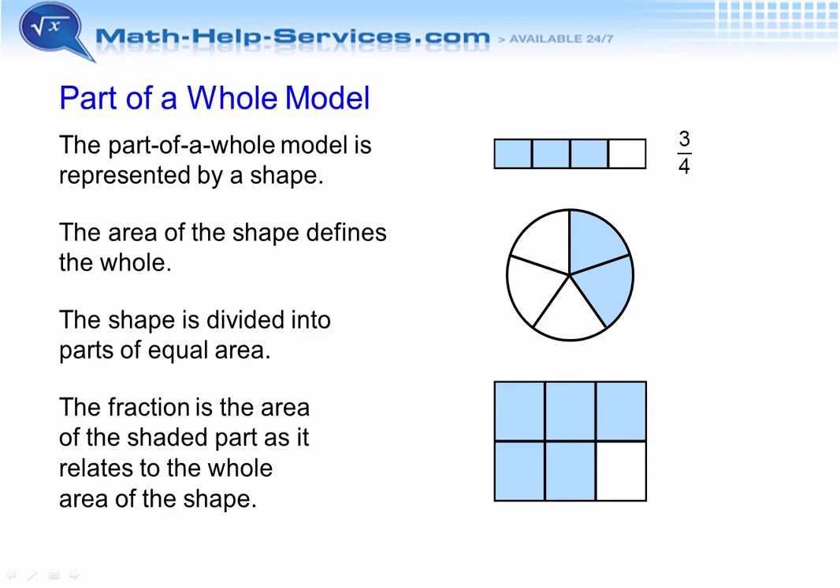So in the top, we have 3/4. In the middle, we have 2/5. And on the bottom, we have 5/6. Notice in the top, it's divided into 4 equal parts, and 3 of them are shaded. In the middle, it's divided into 5 equal parts, and 2 of them are shaded. And in the bottom, it's divided into 6 equal parts, and 5 of them are shaded.